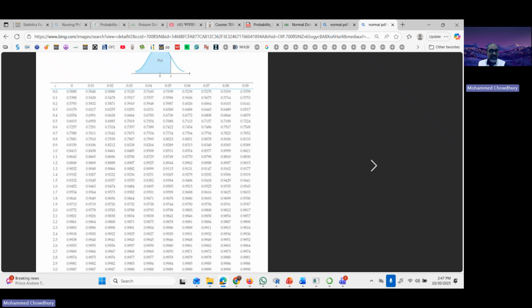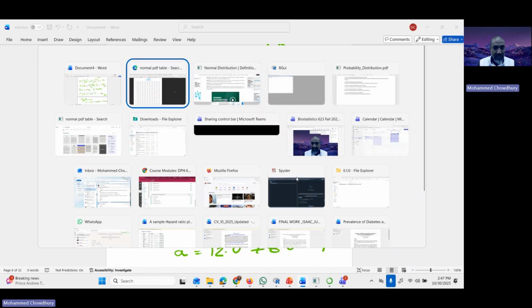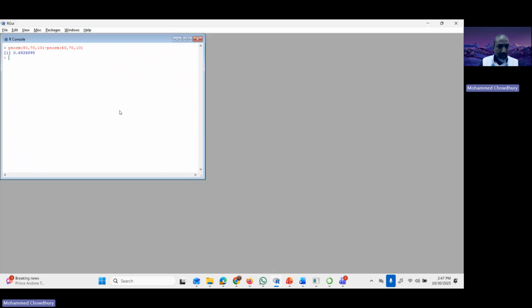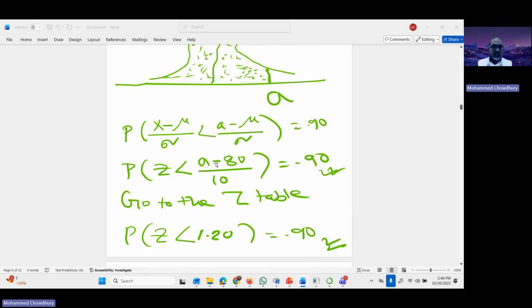Okay, so now I solved this by using this approach. Now I want to solve this by using the software approach. I just need to go to qnorm, and the probability was 0.90, with mean equal to 80 and standard deviation equal to 10, and then I got 92. Are you seeing 92? This is the paper and pencil approach, and that is the approach using software. But you have to understand what is going on. That is why I draw the figure for each of these problems, so that you would not have a problem.